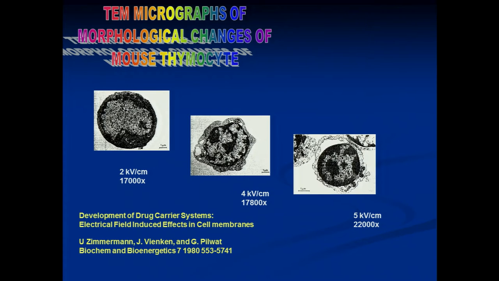So, Dr. Zimmerman, we can consider him as the father of this technique. He did a lot of work in the 1970s. Here he showed at various magnifications how using 2 kV per centimeter, you can open up the cells, and using 4 kV per centimeter, you can open more of the cells. And at 5 kV per centimeter, at 22,000 magnification, the mitochondria or the internal organelles of the cells have come out. So, by increasing, this is what is called irreversible electroporation.